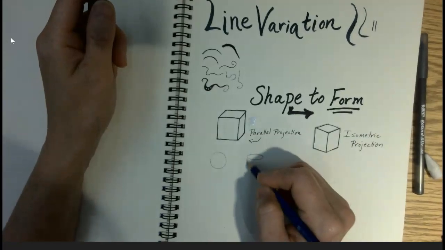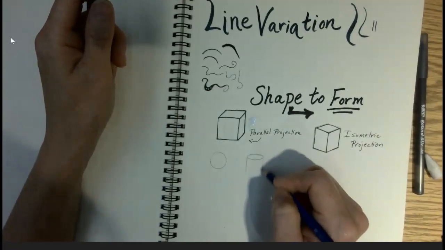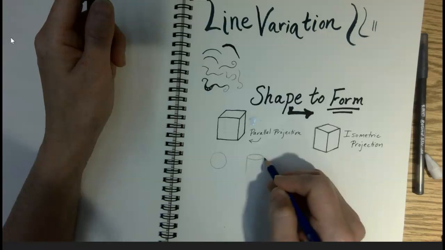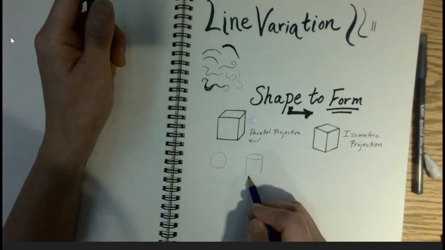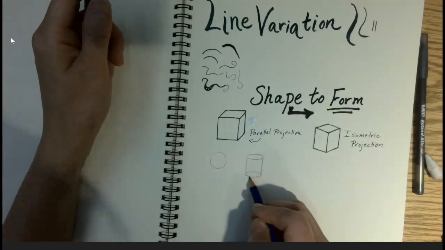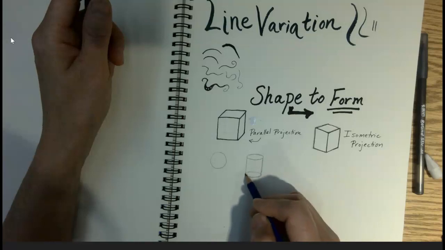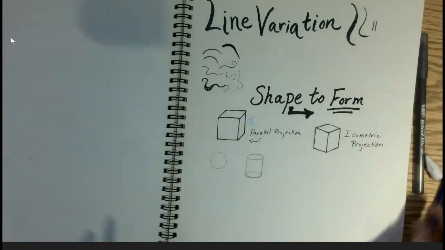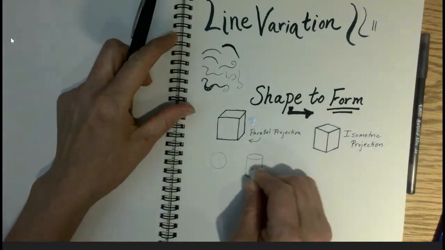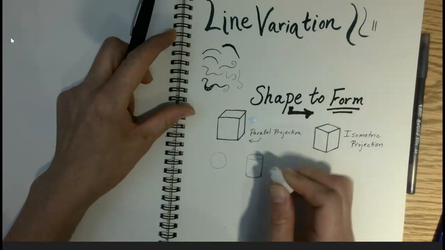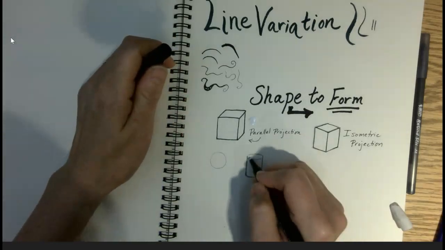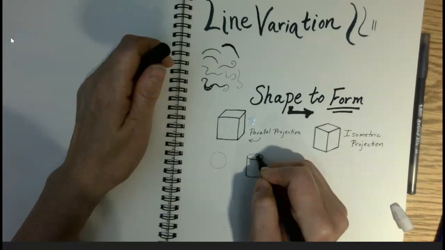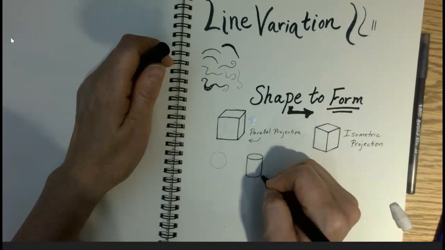And then we're going to create another one right down here. So we're making these two lines parallel to each other. And we can make that ellipse the same down here. And then we'll erase this part, because we wouldn't see that bottom plane if it is sitting on a table.